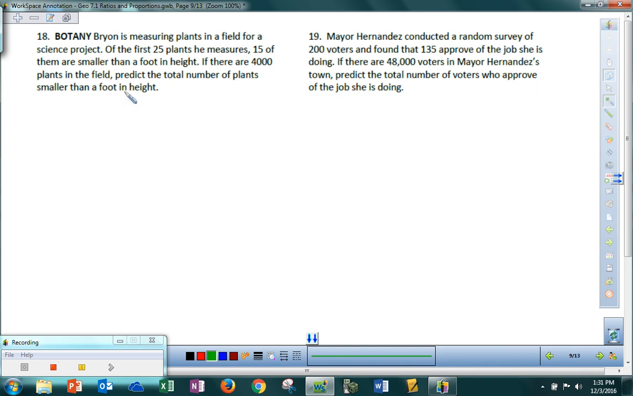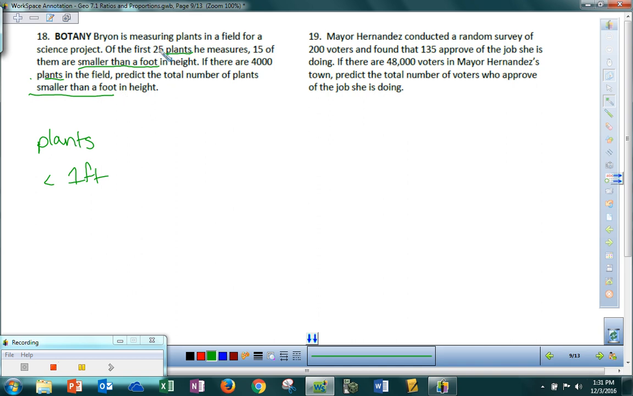We're going to set up a proportion to solve this. Well, if you notice, we're really only comparing two different things: plants, and plants that are smaller than a foot. Okay, so there's our sample with those two. Our second sentence was talking about 4,000 plants, and we want to know how many are smaller than a foot. So what we want to do is talk about those two things separately, plants and the ones smaller than a foot, because we've got a top and a bottom for our proportion.